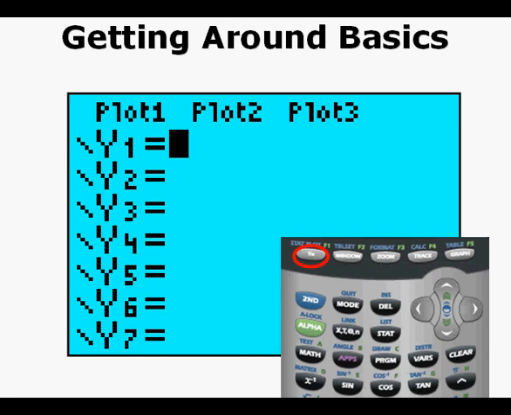You can try Test Taking Tricks Part 1. We go to the function editor, sometimes called the y equals view, by pressing the key at the upper left of the keypad. Here in the function editor, you can enter up to 10 functions.